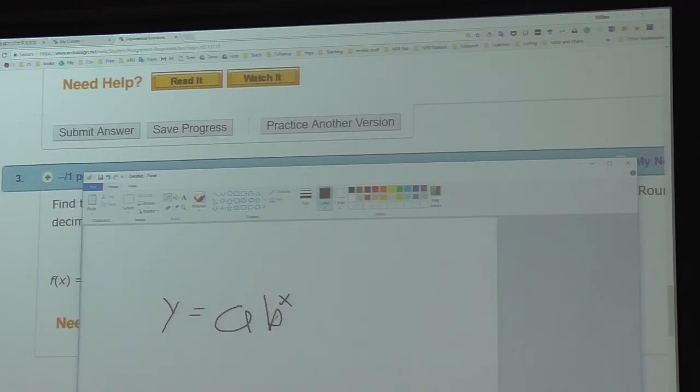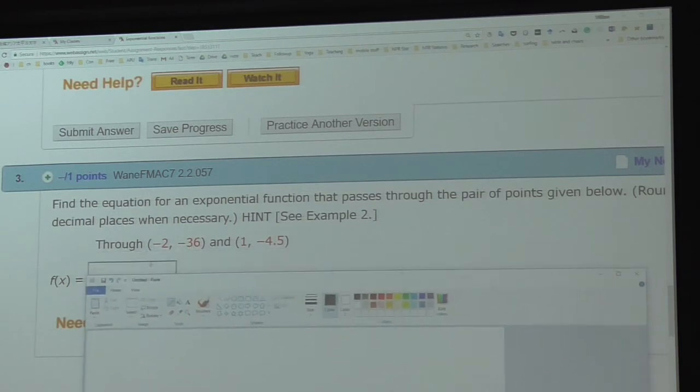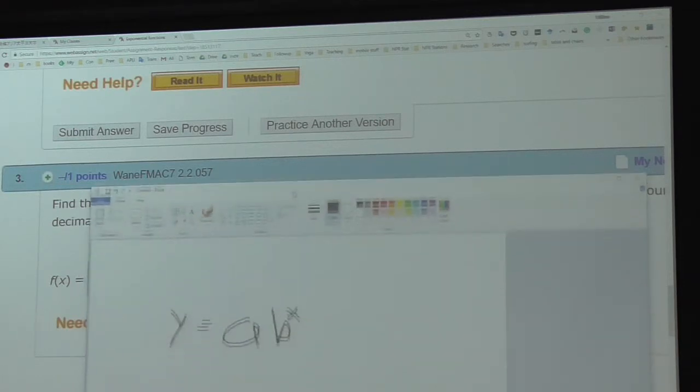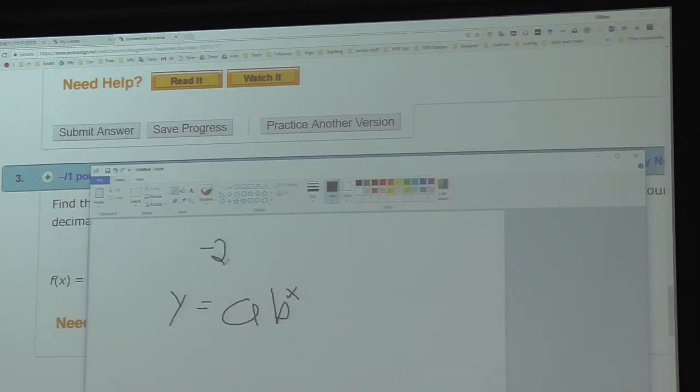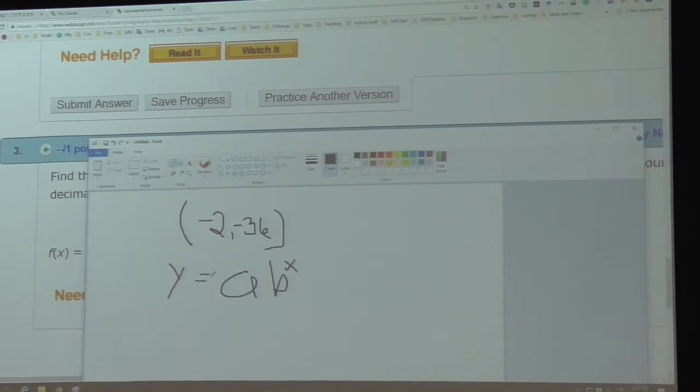So all I'm saying is you need a base and you're allowed a multiplier. But you want it to go through this and this. So you're trying to figure out which function will do that. Now, if I just wanted it to go through this point, which is -2, -36, then how could I arrange that?